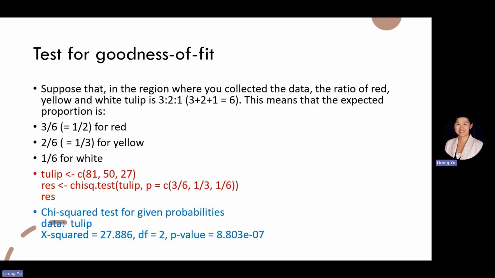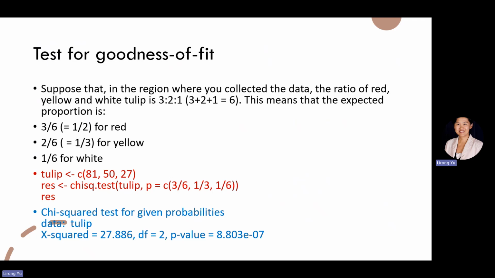And then with the actual settings, suppose you are looking at a bunch of tulips and find out that the red is 81, yellow is 50, and white is 27. I want to see if this fits the model. So again, the word tulip now is a vector for the actual observation. Now that was the theoretical probability. If the model was good, you compare them to say if the observation fits the theoretical probability.